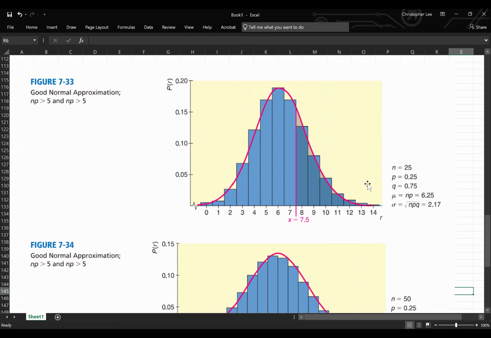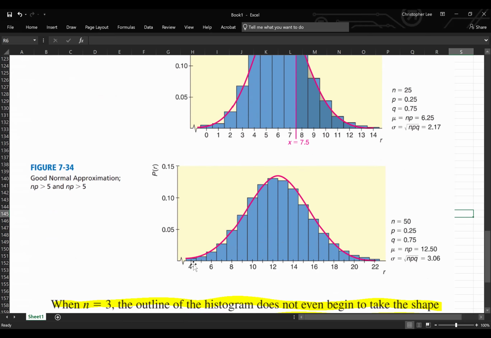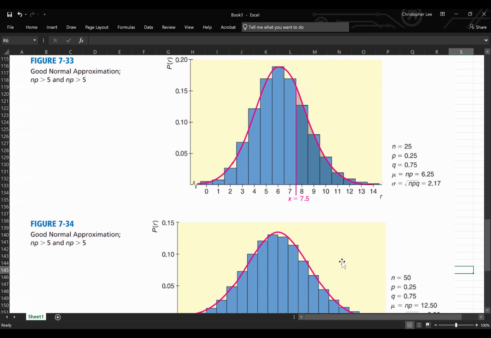This is n equals 25. You see how many bars there are here? And then you see with n equals 50 how many bars there are? Look at how close the bars are to the red line in n equals 50 compared to n equals 25, right? So what I'm trying to say is that as n gets larger, we get closer and closer to what the normal distribution would be, right? It becomes a better approximation when n is very large. The higher it is, the better.